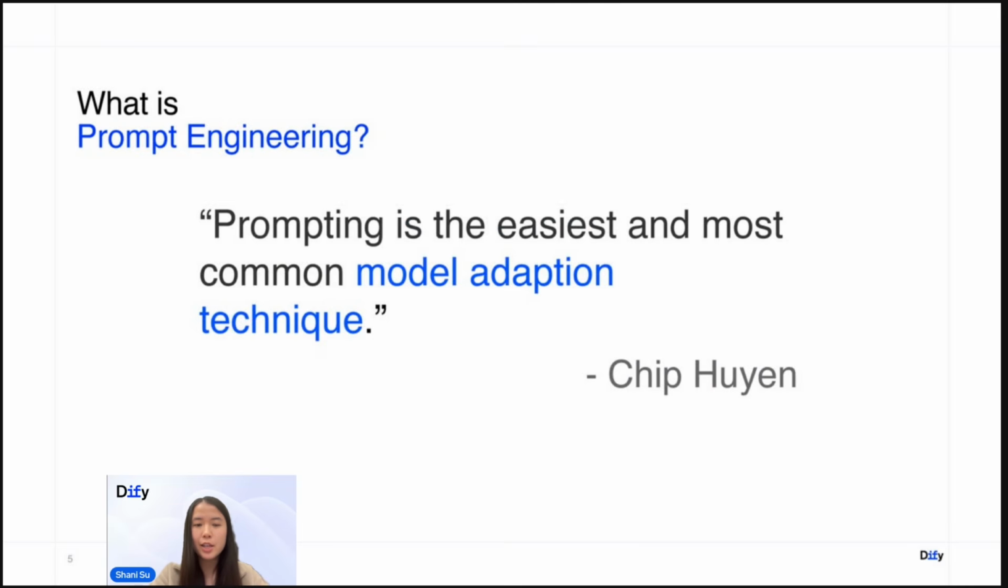Prompt engineering is a method for us to tweak the model without actually tweaking any of the code behind it. In Chip Huyen's words, prompting is the easiest and most common model adaptation technique. That means that whatever situation you are in, the way you are prompting or asking your LLM to perform a task is how you can manipulate the results to be exactly what you demand from the model itself.